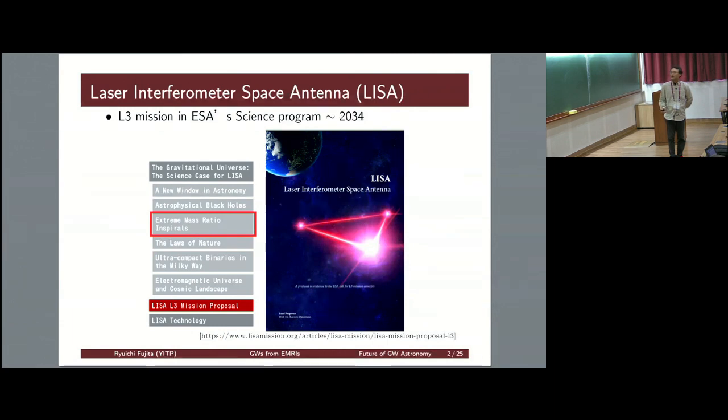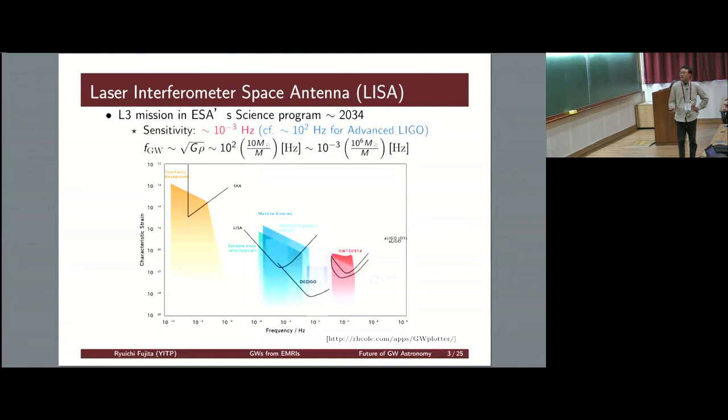LISA is a mission by ESA, which will launch around 2034. The sensitivity of LISA is around 10 to the minus 3 hertz, which is 5 orders of magnitude smaller than that for ground-based detectors. That means LISA will observe gravitational waves from systems whose mass is around 10 to the 6 solar masses, which is also larger than that detected by ground-based detectors.